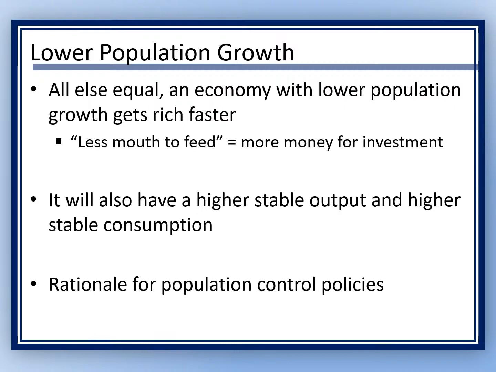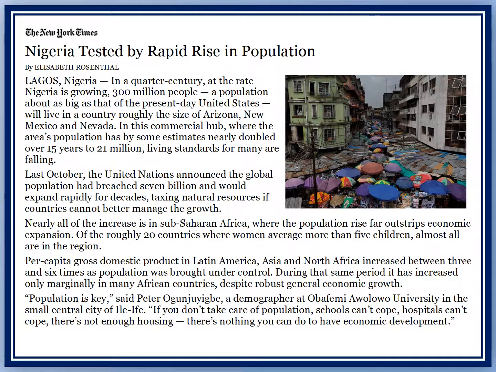So the Solow growth model gives you rationale for population control policies because lower population growth makes you richer and allows you to consume more. If you read the news, there is certain truth to this. One of Africa's biggest problems is its uncontrolled population growth. When your population doubles over 15 years, when a woman on average has more than 5 children, you can't really talk about economic development or any development to speak of.